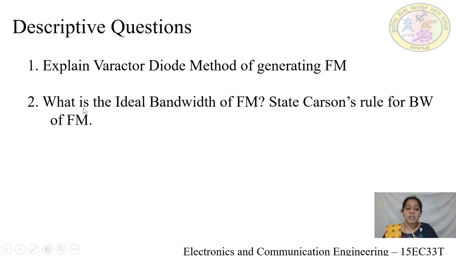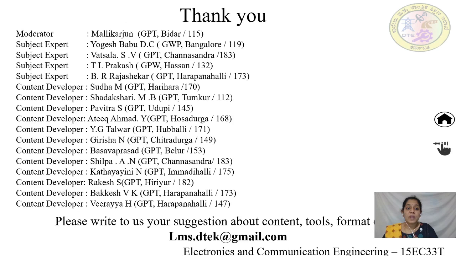And the second one is, what is the ideal bandwidth of FM? And state Carson's rule for bandwidth of FM. That is, we have seen the spectrum of FM, where it has an infinite number of sidebands. So hence, for the transmission, we require finite bandwidth. Hence, Carson's rule states the bandwidth is equal to 2 times delta f plus fm. And thank you.